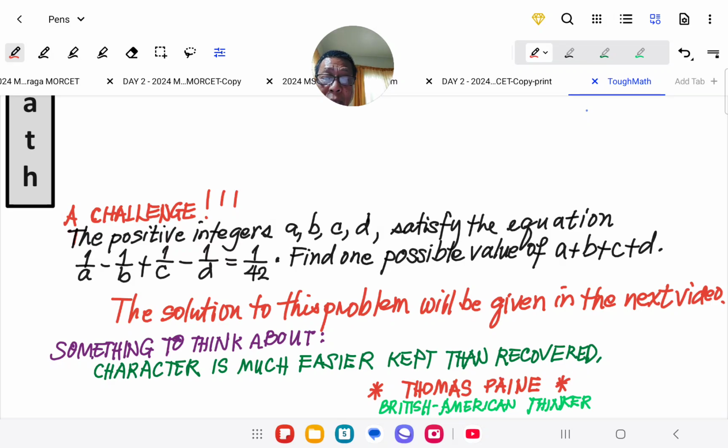And also, I leave you this food for thought: Character is much easier kept than recovered. This is according to Thomas Paine, a British-American thinker.